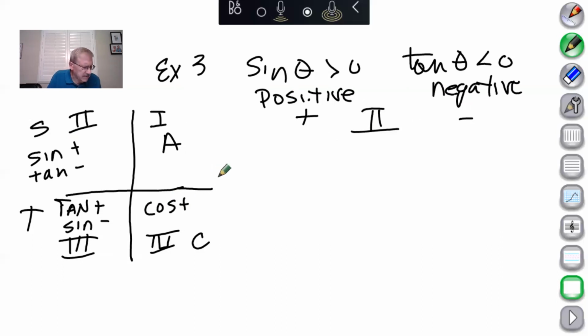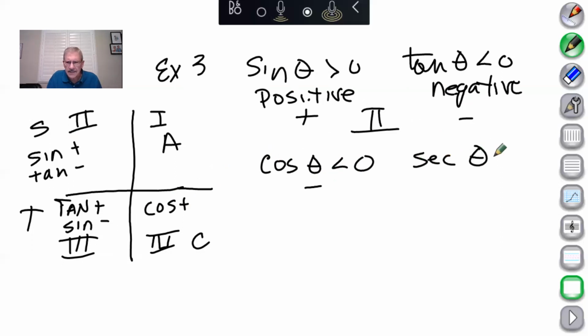All right, let's look at the next problem. This one says the cosine of theta is less than 0, which we know is going to be negative. And the secant of theta is less than 0, which is negative. So it couldn't be in the first quadrant because they're all positive. What about in the second quadrant? Yes, the cosine is negative, and its buddy secant is also negative. So that one could be in the second quadrant.